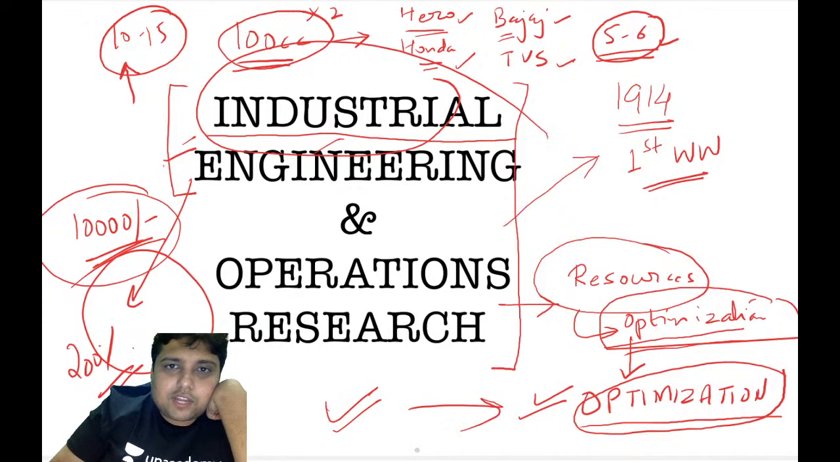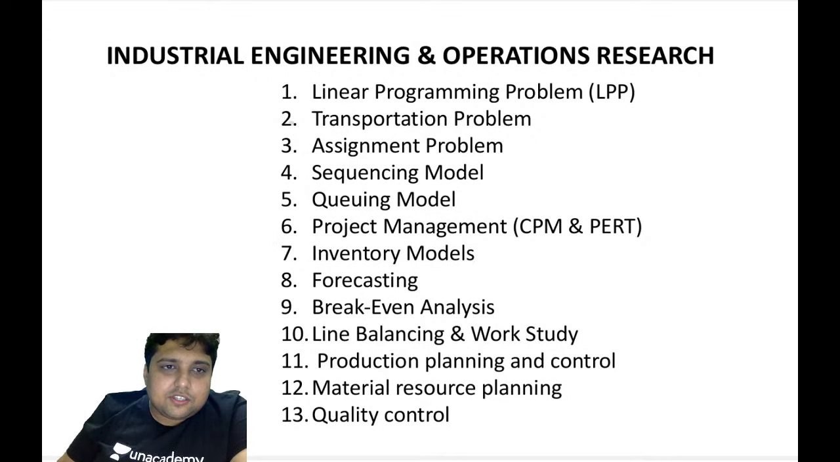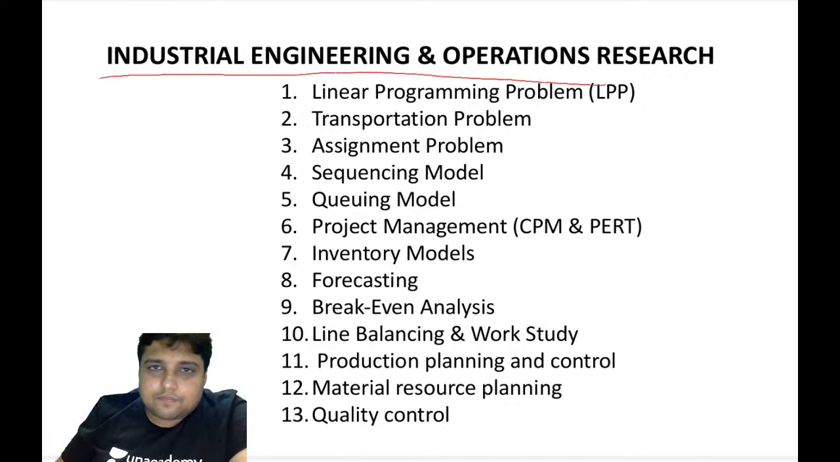Okay. So let me move to the next slide. My friends, this is the entire syllabus of industrial engineering and operations research for GATE and ESE examination. People constantly ask me, sir, is the syllabus different for GATE or ESE? Is there any difference?